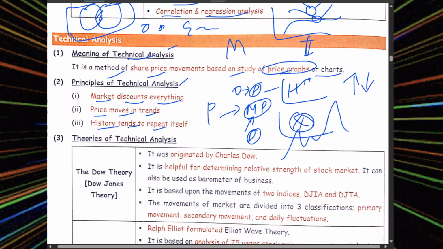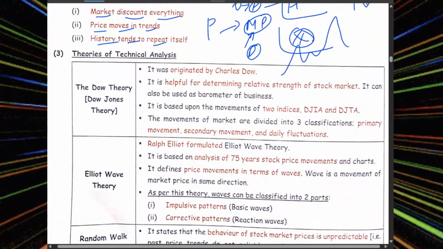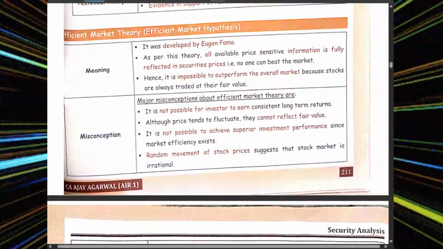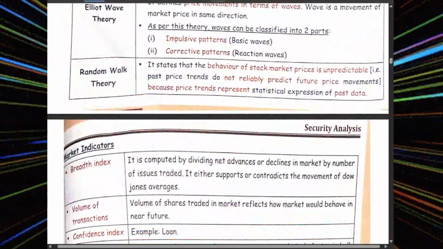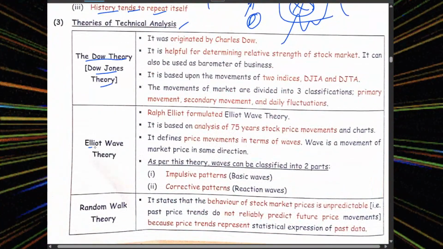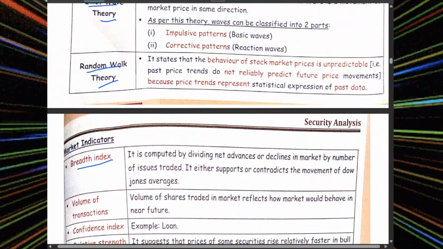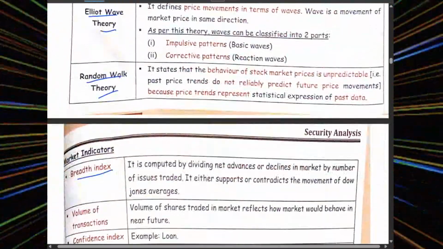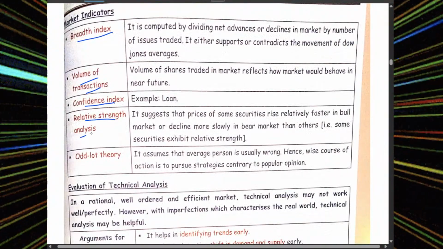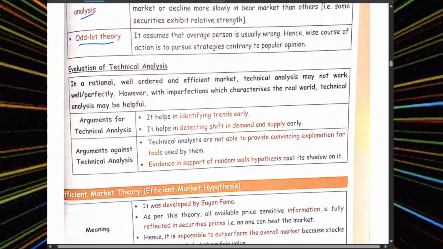You'll see candlestick analysis. This kind of history you'll see. Bull market, bear market, everything you'll see. So there are theories in technical analysis that we usually want to go through. What are these theories? The Dow theory, Elliott wave theory, random walk theory, breadth index, volume of transaction, confidence index, relative strength analysis, odd lot theory. These are the theories which help you to identify it, and we will evaluate it.